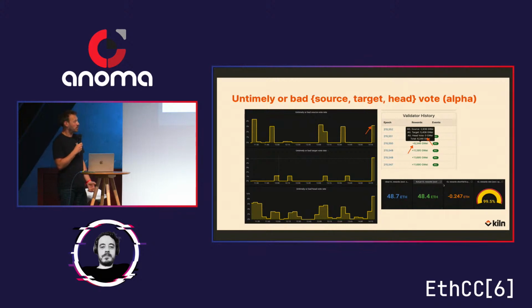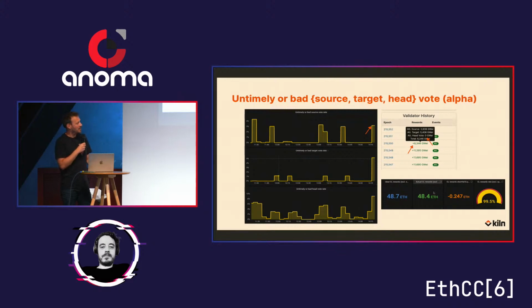And really, you want to know that because if you vote too many times for the wrong head, it could mean that you have an issue, for example, with your beacon node. Your beacon node is overloaded. And so this curve basically represents untimely or bad source vote, target, and head.